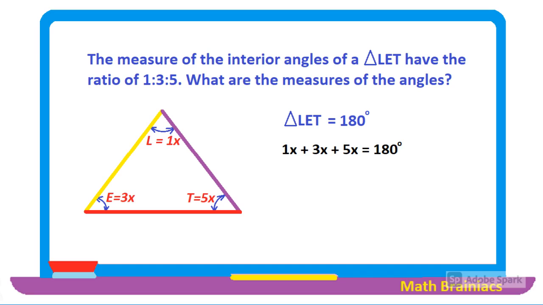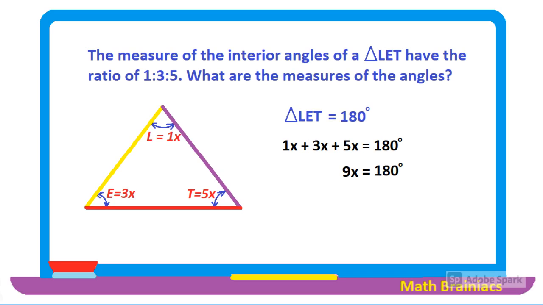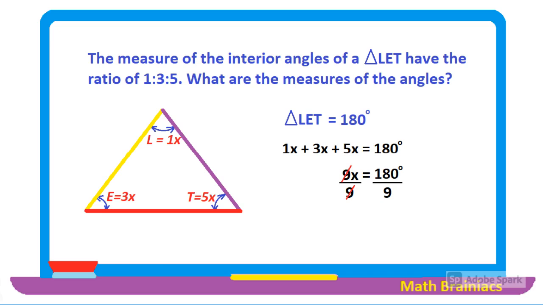1x plus 3x plus 5x is equal to 180. Adding 1x plus 3x plus 5x will give us 9x. This is equal to 180 degrees. To solve for the value of x, we are going to divide both sides of the equation by 9. And we can cancel out the 9 on the left side of the equation. Accordingly, 180 degrees divided by 9 will give us 20. Therefore, x is equal to 20 degrees.